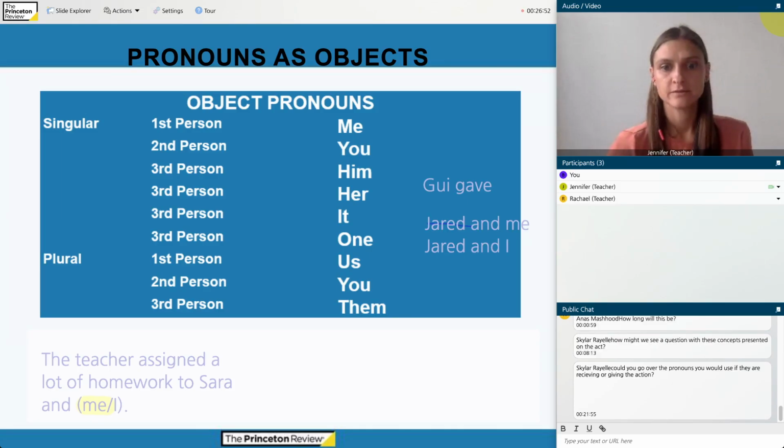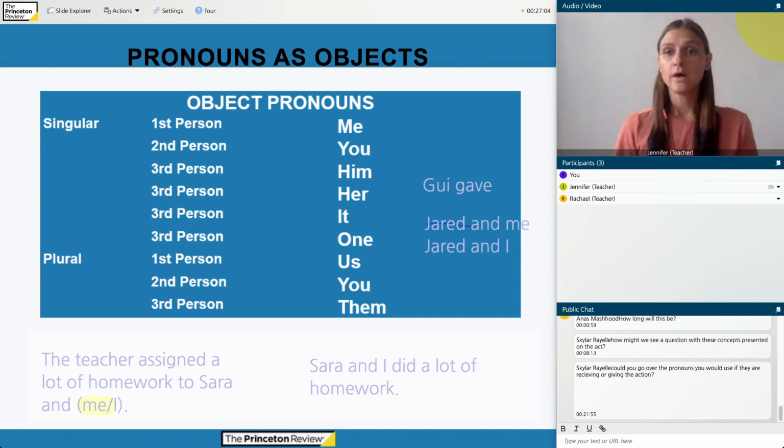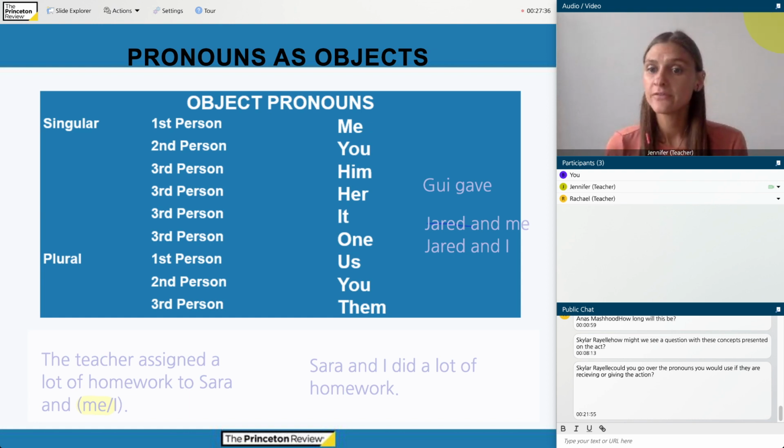But we can use Sarah and I. Sarah and I did a lot of homework. So now what's doing the action? Sarah's doing the action, I'm doing the action, so we want to use the subject pronoun I. And the same thing, if you had something else, Sarah and he did a lot of homework. Sounds a little bit funny, but he did the homework. You wouldn't say him did the homework, right? That sounds funny when you say it alone. So the best trick is often to just cross out anything else that's there if there's another name with that pronoun. Does that make sense, Skylar?